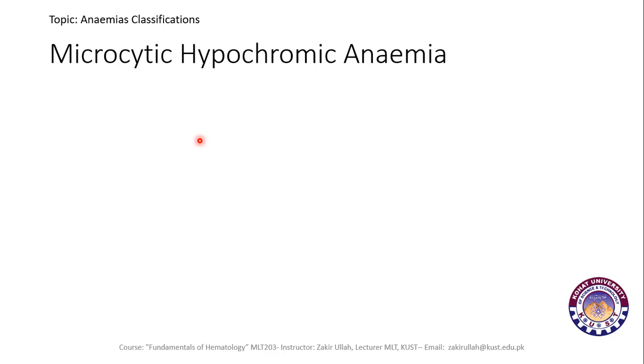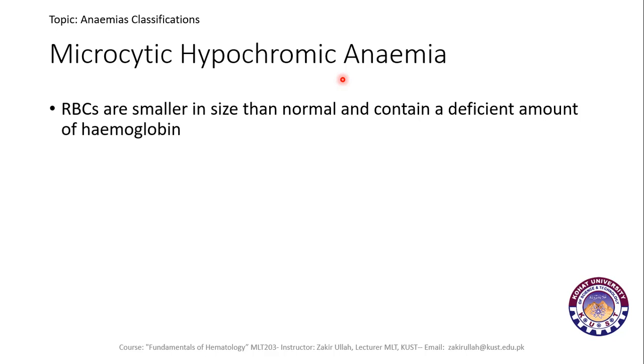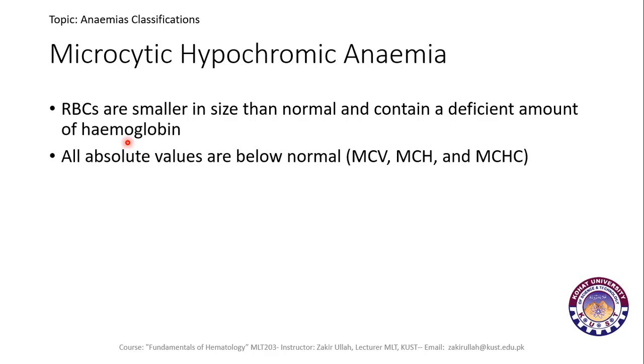The first of these anemias is called microcytic hypochromic anemia. In this condition, the red blood cells are microcytic. Micro means smaller than the normal cells, and hypochromic means they contain less color because of the deficient or decreased amount of hemoglobin. So in microcytic hypochromic anemia, the red blood cells are smaller as compared to the normal size, and their hemoglobin concentration is deficient as compared to the normal hemoglobin.